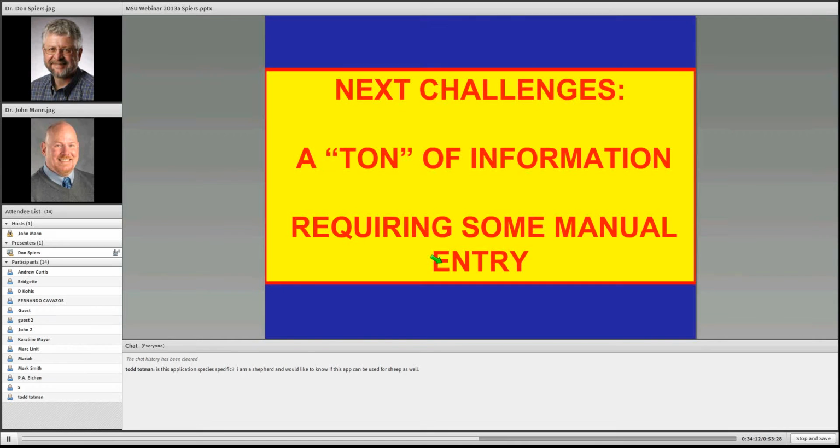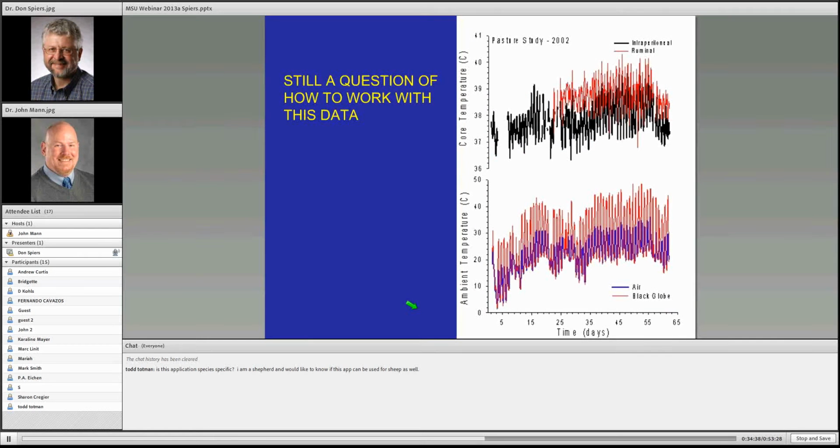The next challenge is dealing with that ton of information that I pointed out earlier, and the fact that to get a lot of this information there has to be manual entry. We realize that entering respiration rate for many, many animals is not an ideal situation. You can pick out certain ones that you might want to check out, you know, high and low animals that may be giving you different conditions and you want to see what they're doing, but to get the whole herd will be a challenge. When you've got information like this, we still have a question about how are you going to deal with all of this information at once.